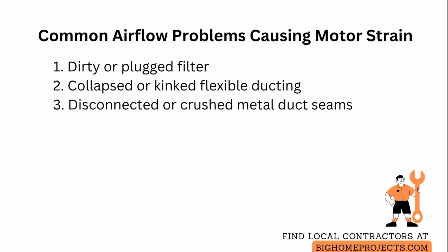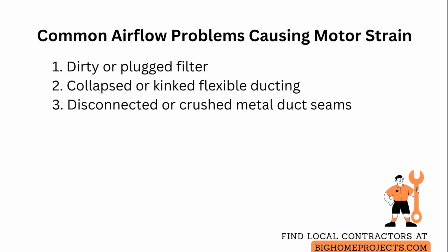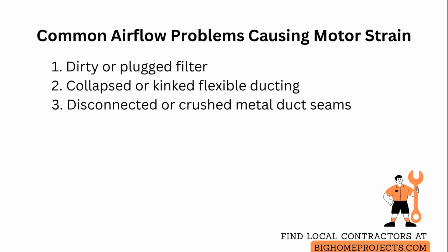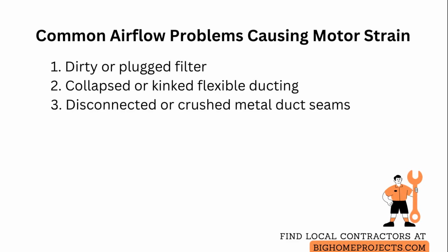Another frequent problem is collapsed or kinked flexible ducting causing severe restriction, which you can solve by rerouting, replacing the damaged section, or installing a rigid transition where support prevents collapse.